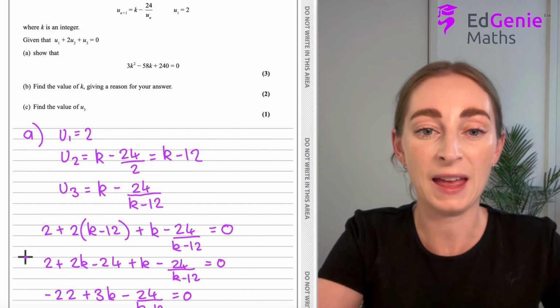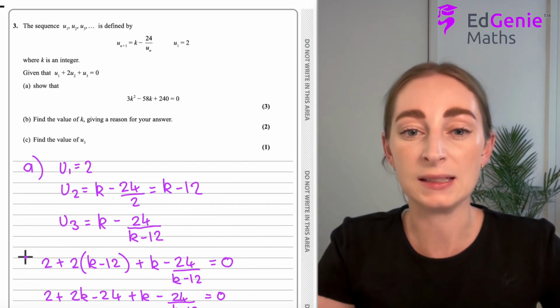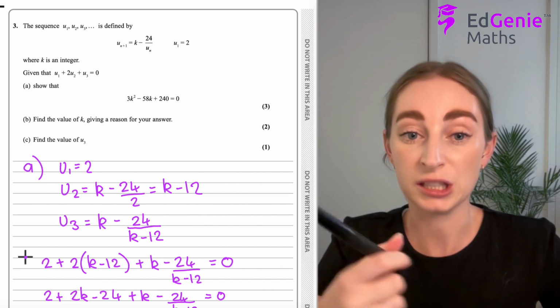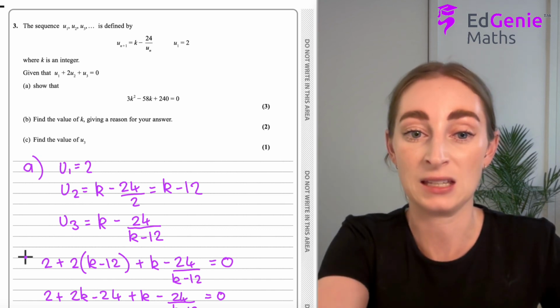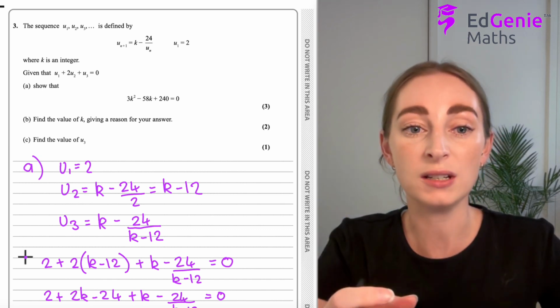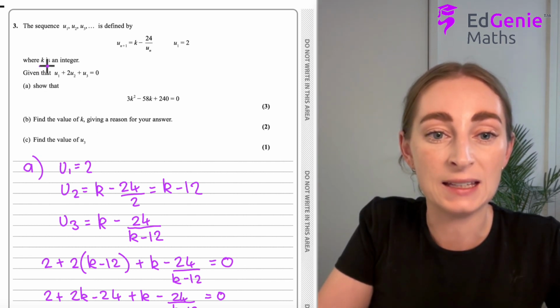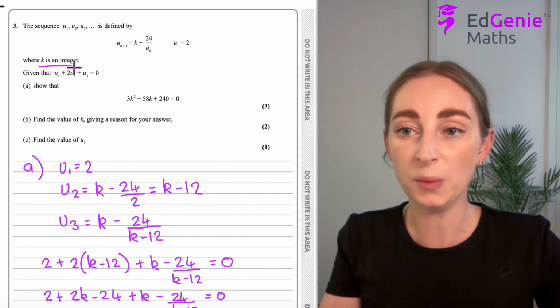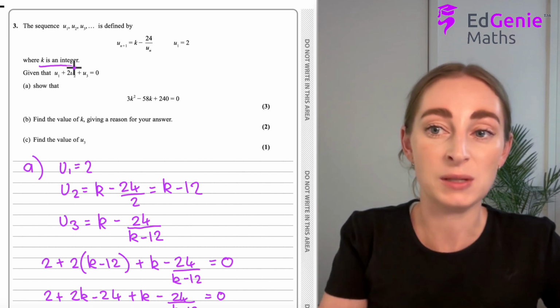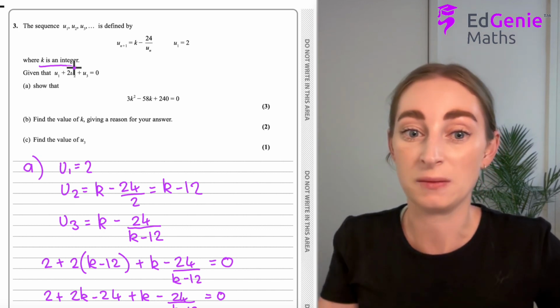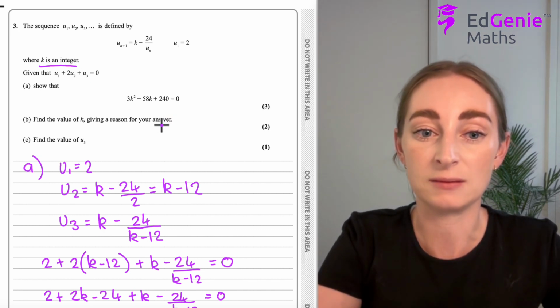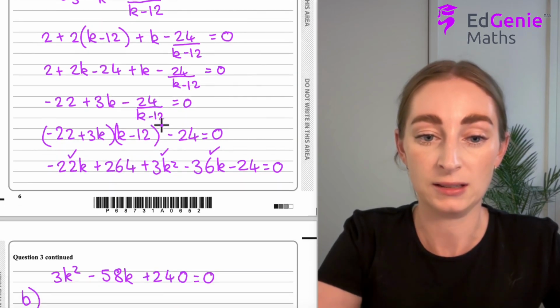Find the value of k, giving a reason for your answer. So that straight away is telling me that there's going to be 2 values of k because it's k squared. And let's read the question. So it says k is an integer. So I'm assuming, I'm not sure yet, that one's going to be an integer and one's not going to be an integer. And then I'll give my reason. So let's give it a go.